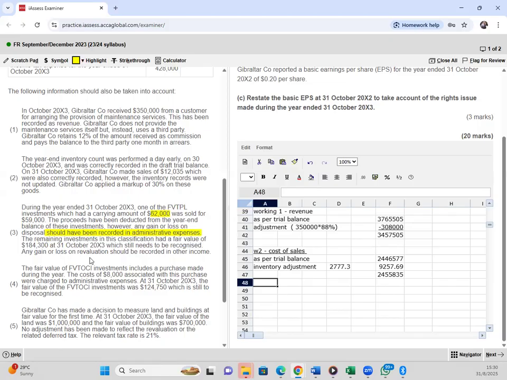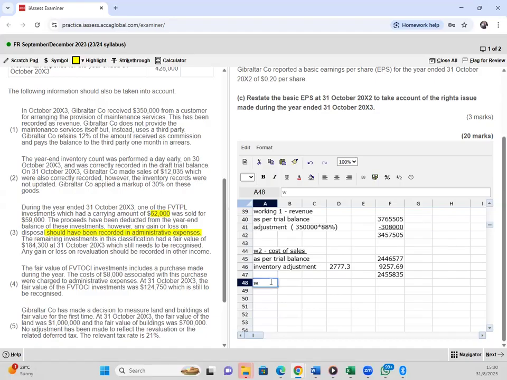The remaining investment in this classification had a fair value of 184,300. So that's the fair value of the remaining investments at 31 October 2023, which still needs to be recognized. Any gains or loss on revaluation should be recorded in other income. That's the reason why, when I was browsing through, I liked the question because of the investment in financial instruments. So we do need to go through this one together.